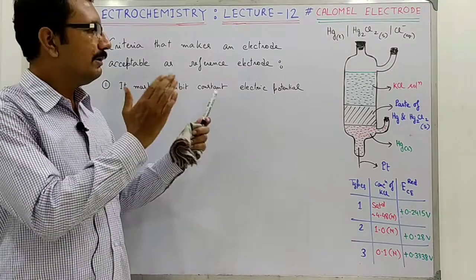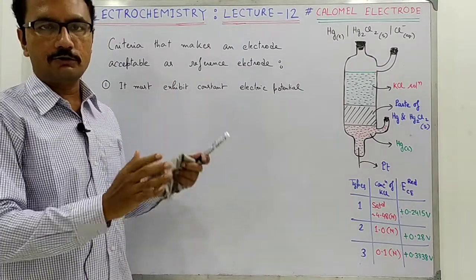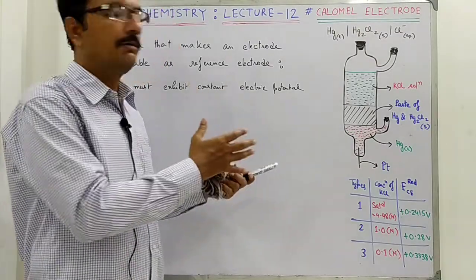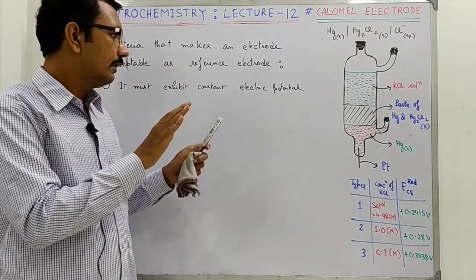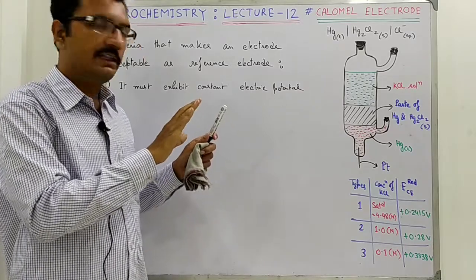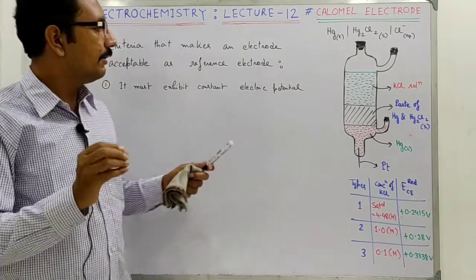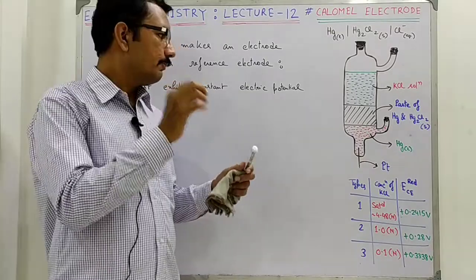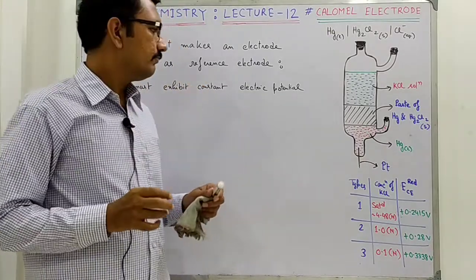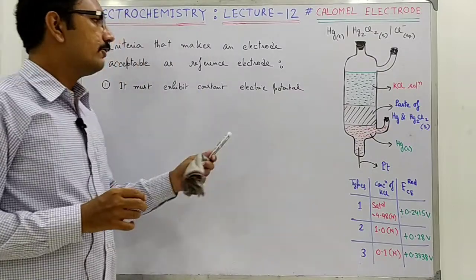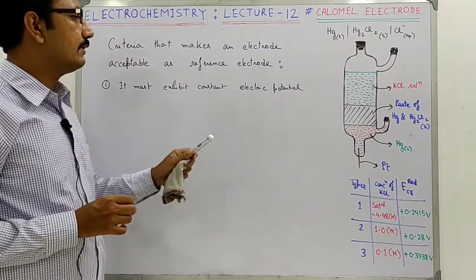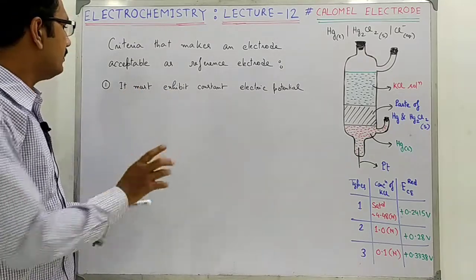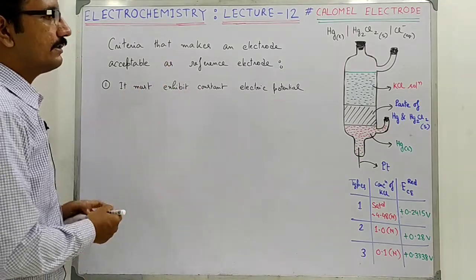We will measure the EMF using a potentiometer. So we are not going to draw even a small amount of electricity, but there are experimental limitations. There are limitations from the experimentalist. So even if a small amount of current is withdrawn, there must not be fluctuation, and if it occurs, it cannot be granted as the reference electrode. So the first point is it must exhibit constant electric potential.